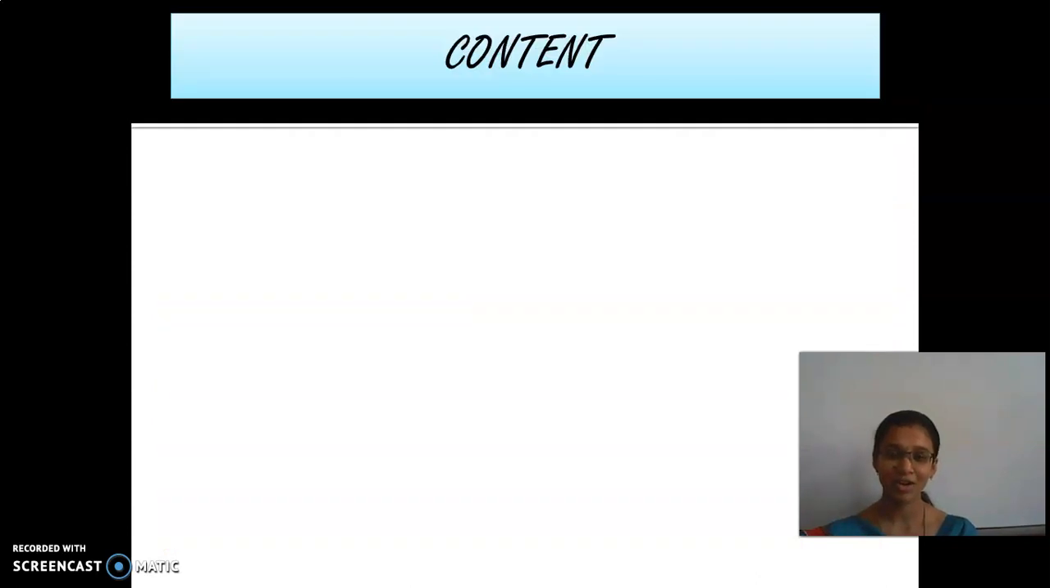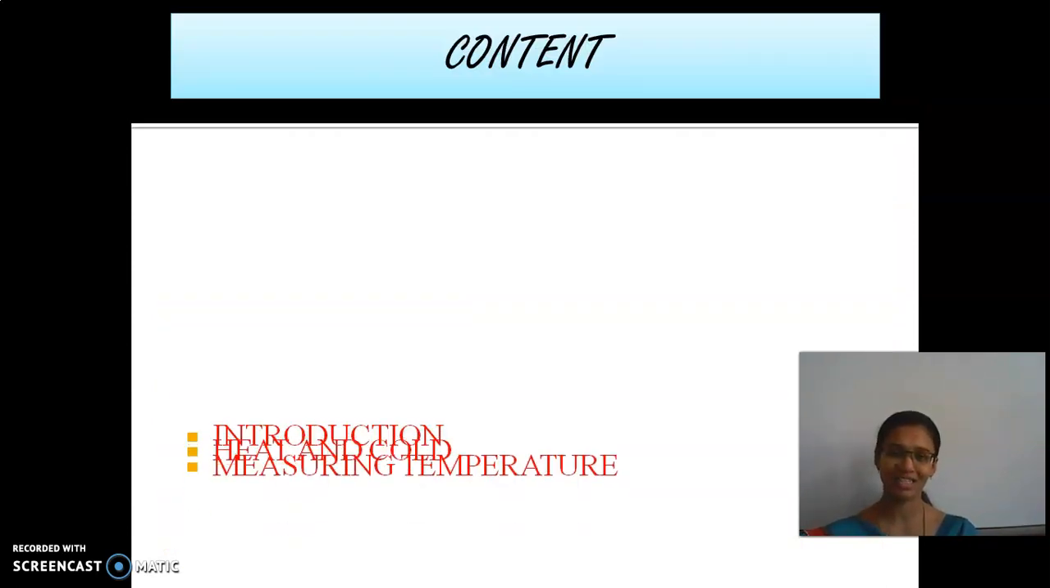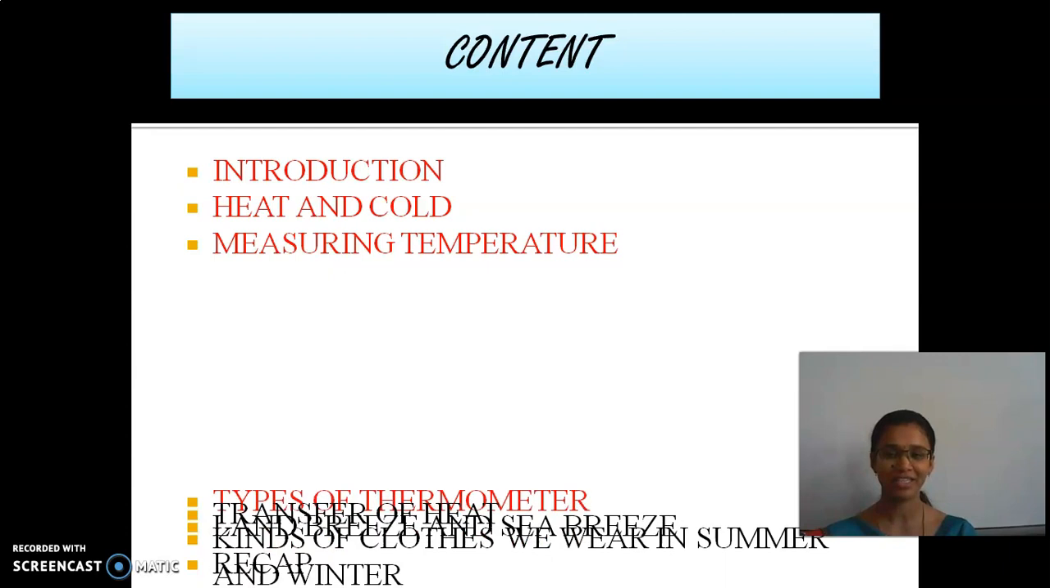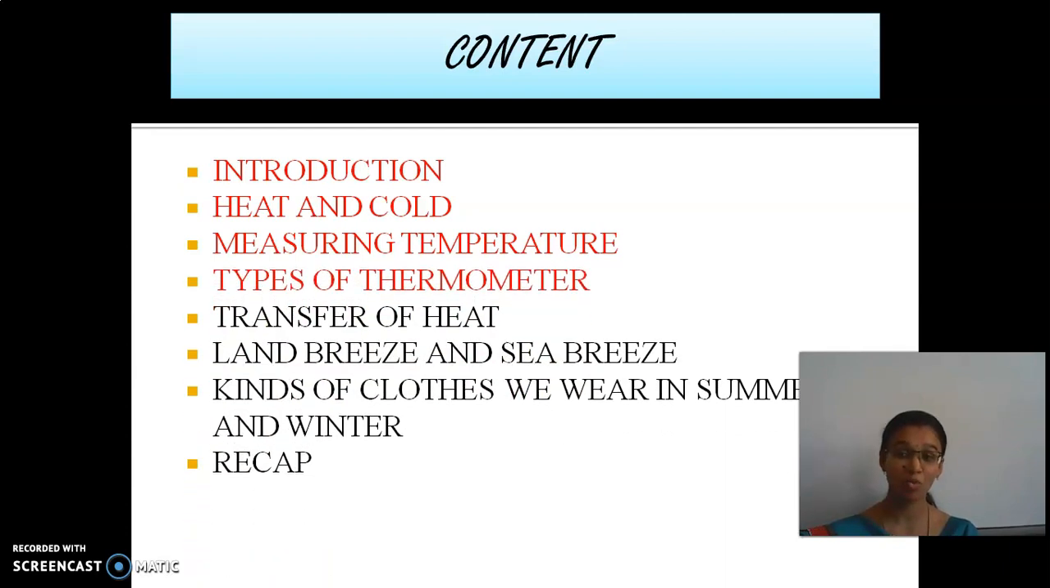So, we are going to see the content of this lesson. Today we are going to see only these three topics. They are the introduction about heat, and then heat and cold. We may also say it as hot and cool. And then the one more topic is measuring temperature, and types of thermometer. The remaining chapters we will see in the next class.